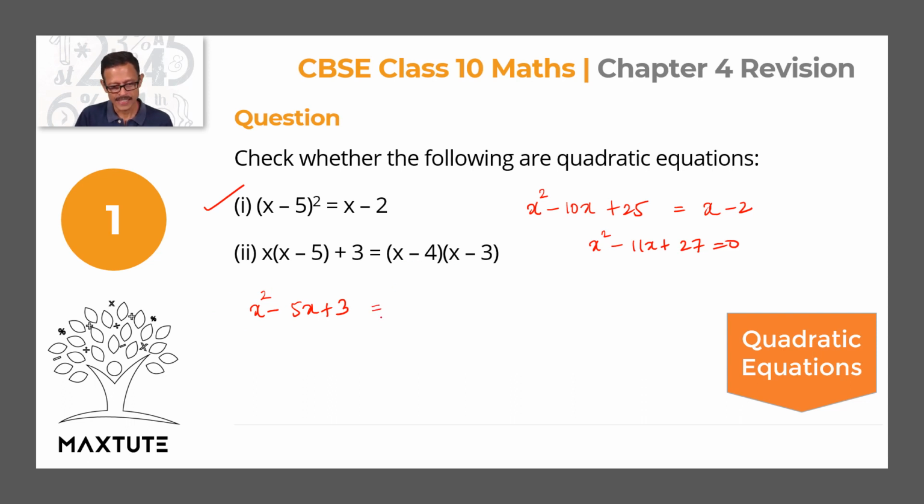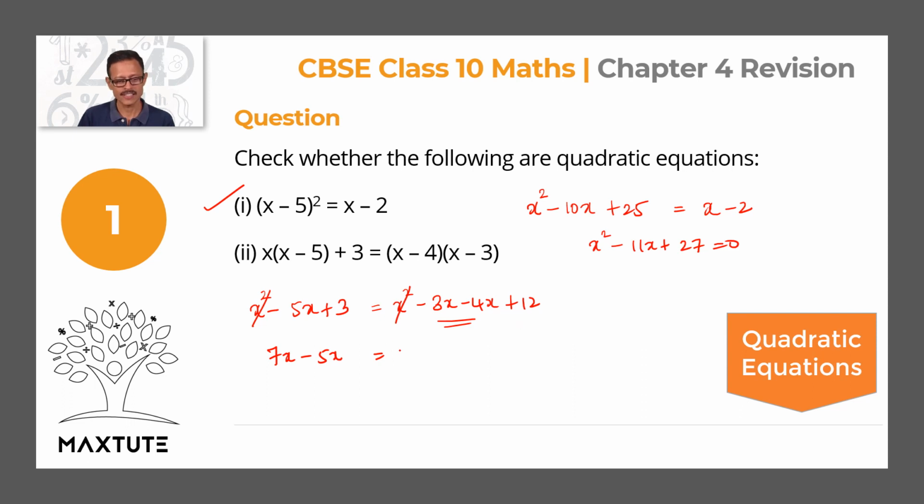Let's look at the right hand side. x square minus 3x minus 4x plus 12 is what we have. So the right hand side also, if you look at it, is a quadratic equation. But when we take all of them to one side, does it still continue to be a quadratic equation? x square goes to the left hand side. x square will get cancelled with x square. The minus 7x goes to the left hand side. So minus 7x will become plus 7x. Plus 7x minus 5x is what we have.